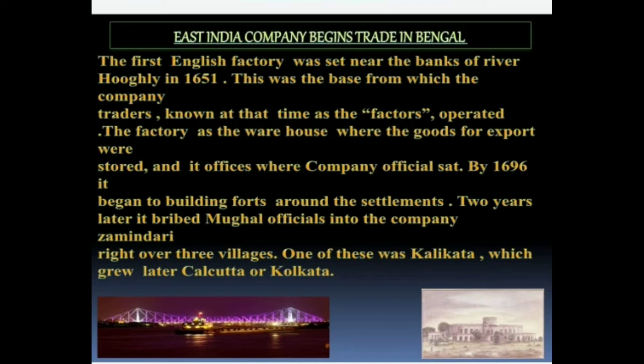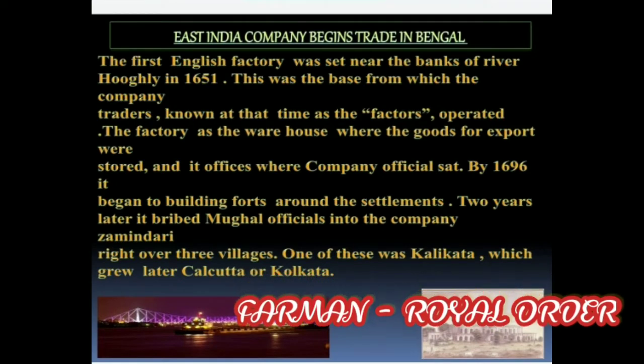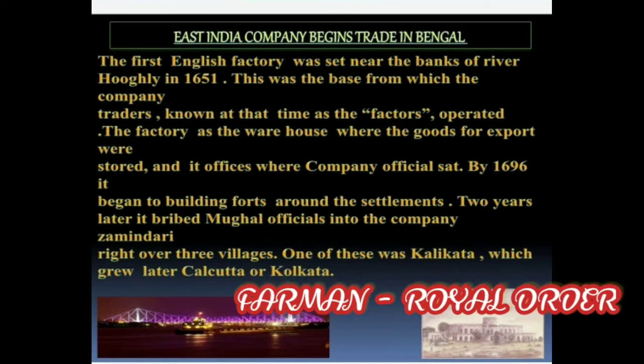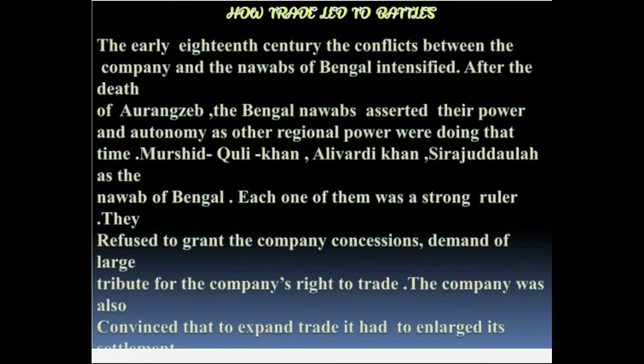Aurangzeb issued a firman, which is called a royal order, giving the right to trade duty free, but we have to pay the duty. The company refused to pay the duty, which led to a heavy loss in revenue for Bengal. By the early 18th century, the conflict between the company and the Nawabs of Bengal intensified. The most powerful rulers of Bengal, the Nawabs, were Murshid Quli Khan, followed by Alivardi Khan and Sirajuddaula. As all these Nawabs of Bengal refused concessions and denied the right to mint coins and expand the forts, the company said the unjust demands of local officials were ruining the trade.